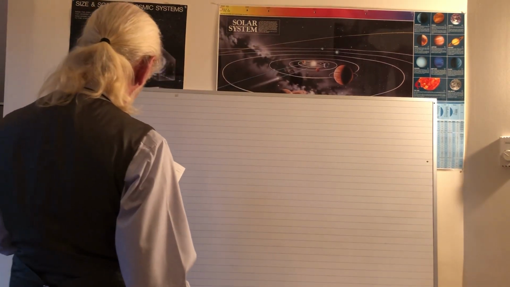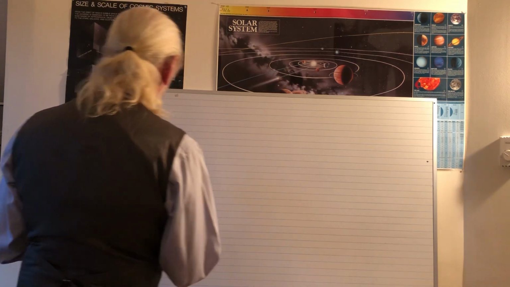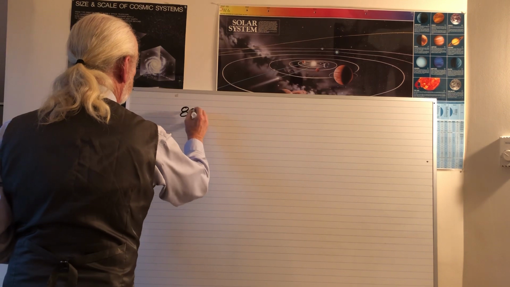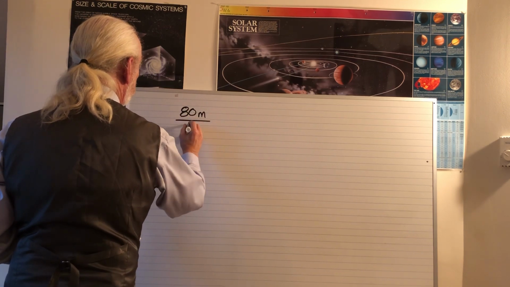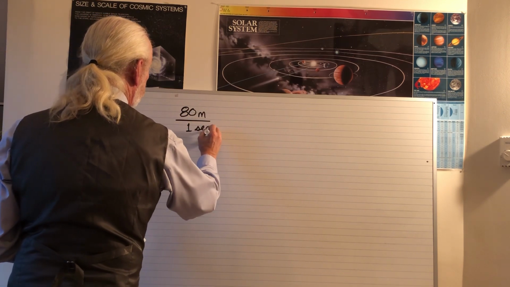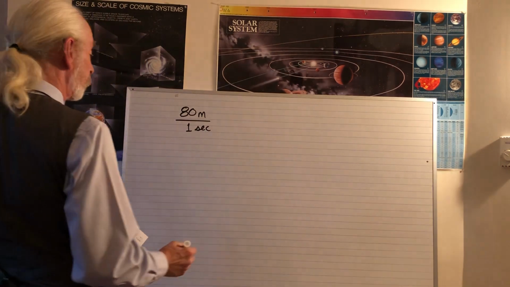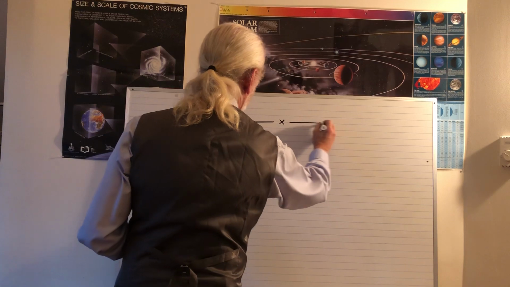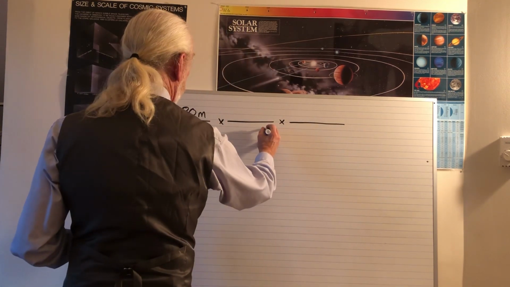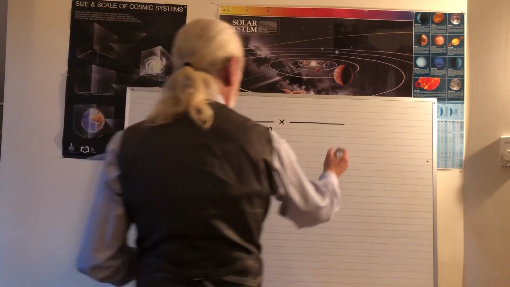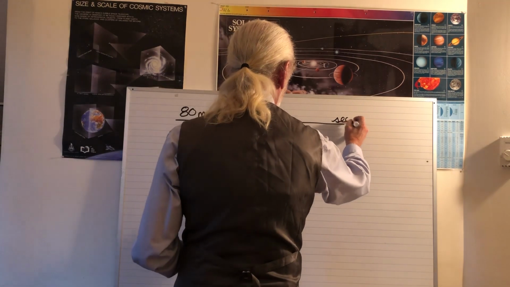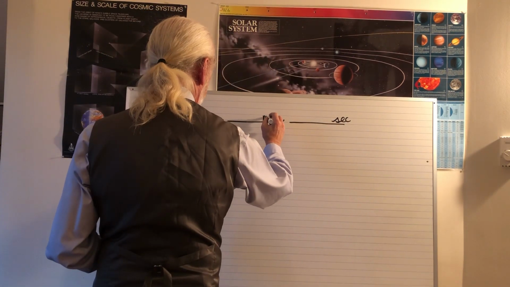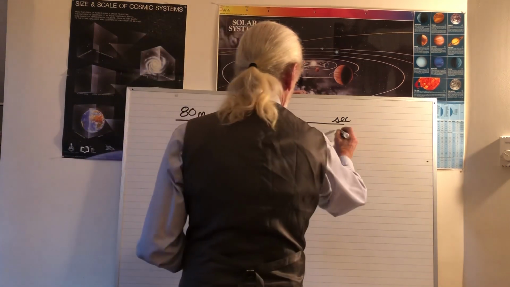I'm going to convert 80 meters per second into miles per hour. 80 meters per 1 second. I got two things I want to convert, meters and seconds. I need two factors. Cross-cancel meters like that, cross-cancel seconds like that. I don't want meters, I want miles. I don't want seconds, I want hours.